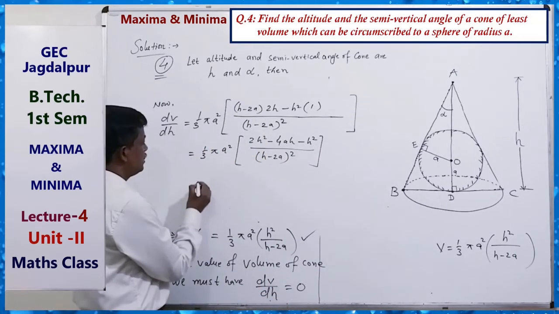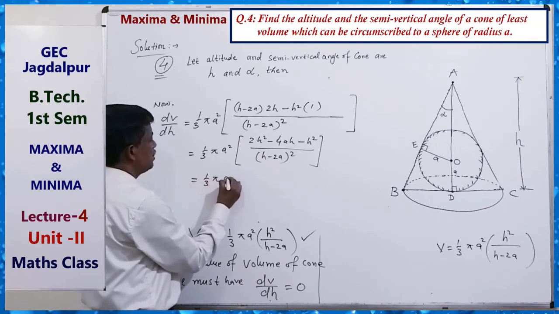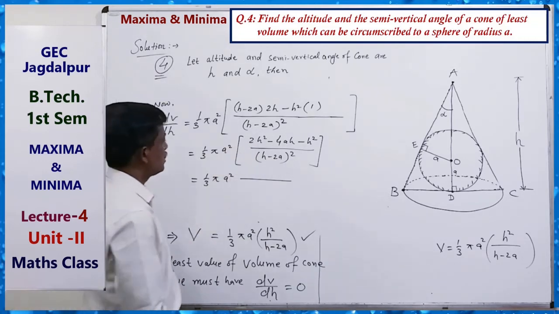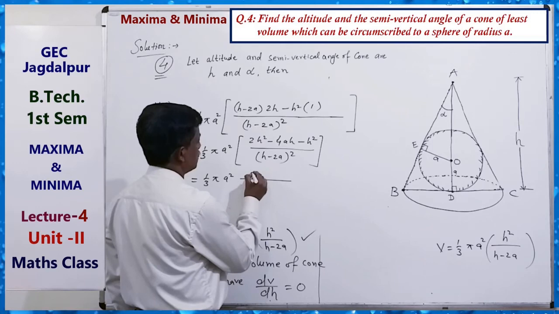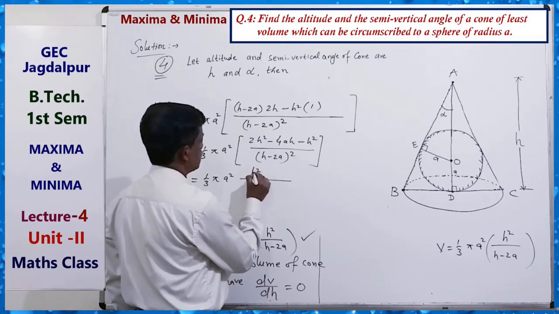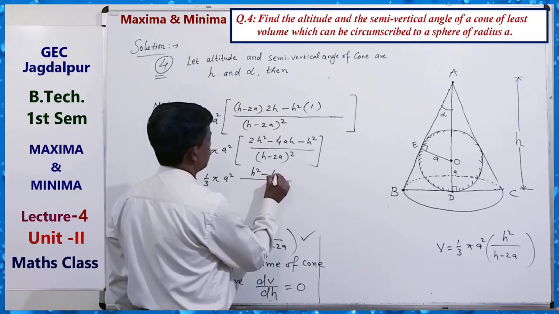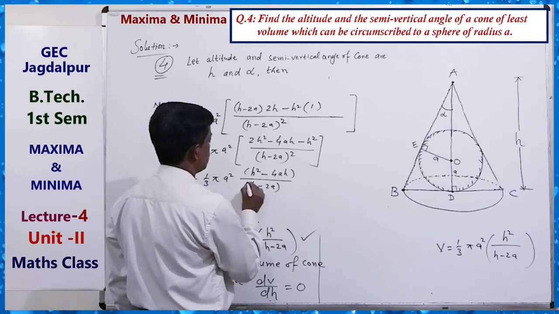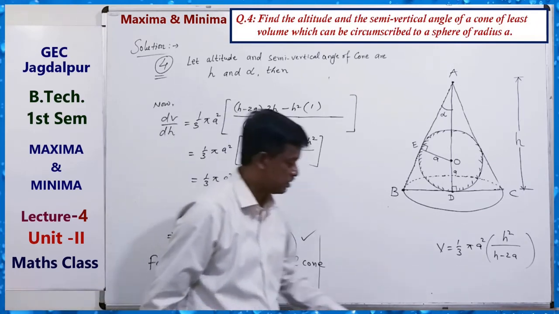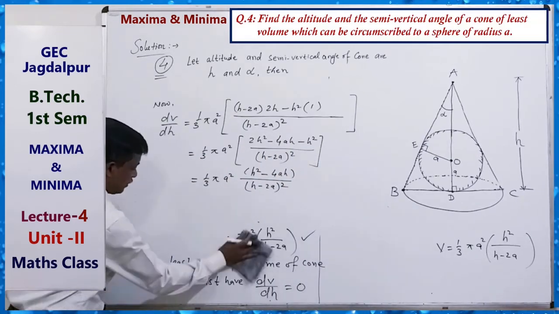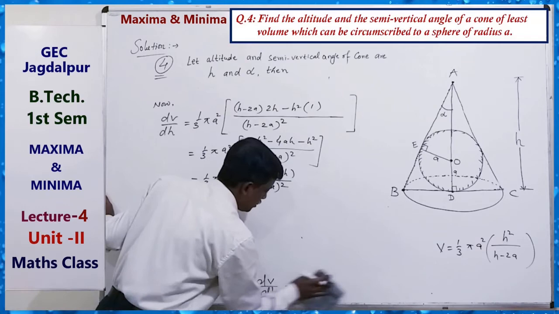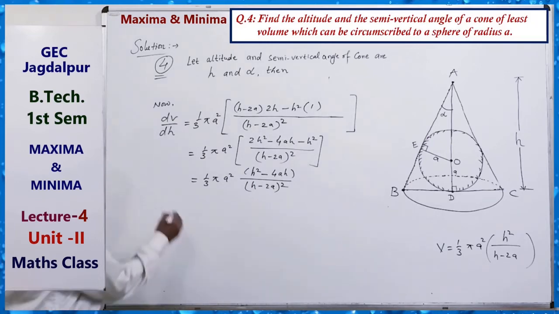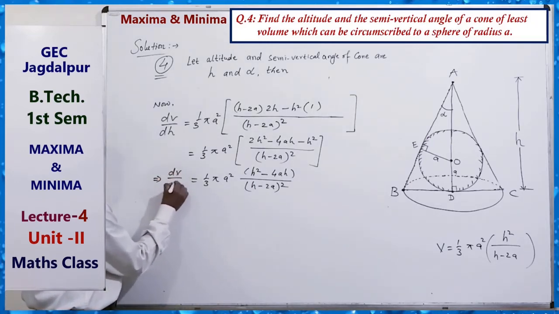So we see that it is 1 by 3 pi a square times h square minus 4ah upon h minus 2a whole square. This is our first derivative, dV by dh.